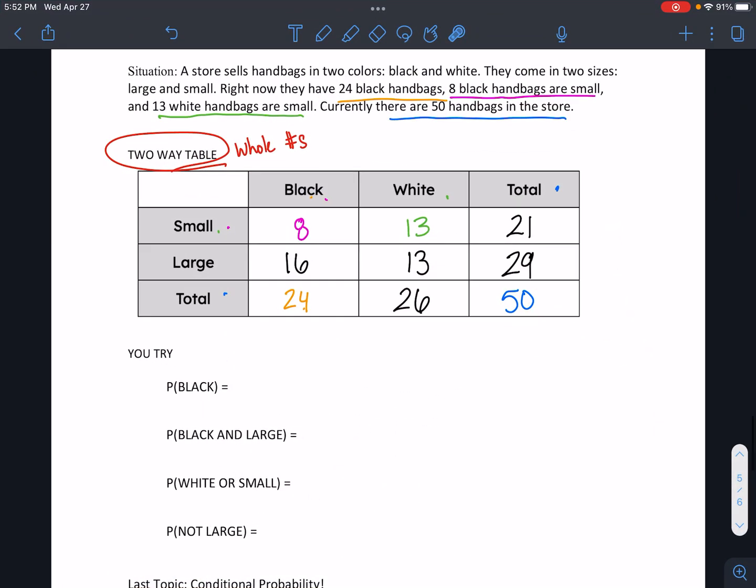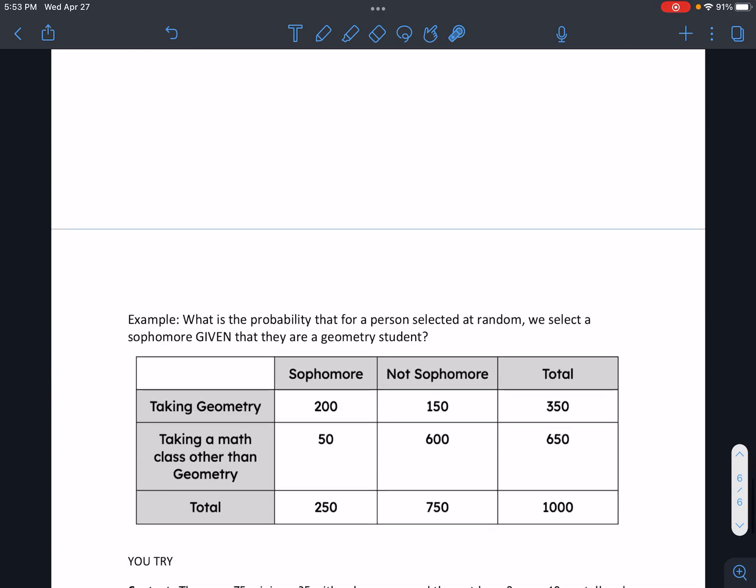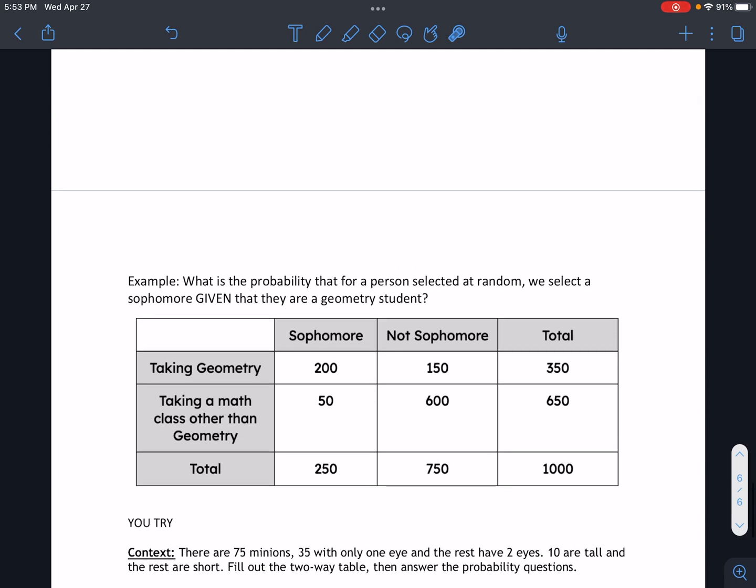Here we go. Final topic, and that is a conditional probability. That is the likelihood an event is going to happen based on a previous event. So let's go ahead, pause the video, write that down if you need to. Here's our example. We're going to figure out the probability that if we selected a person at random, we want to know the likelihood that we select a sophomore. And then the key word for conditional probabilities is this word given right here. And that says given that they are a geometry student.